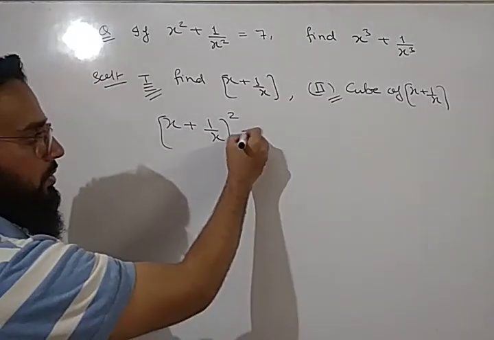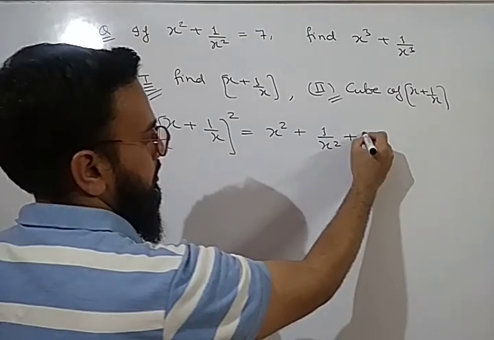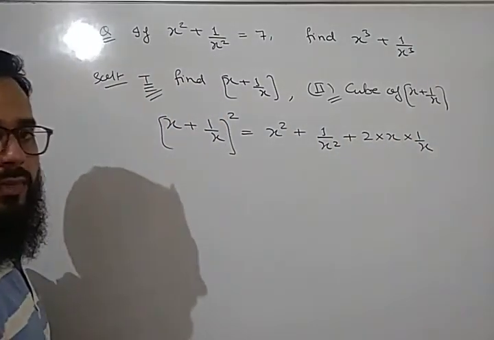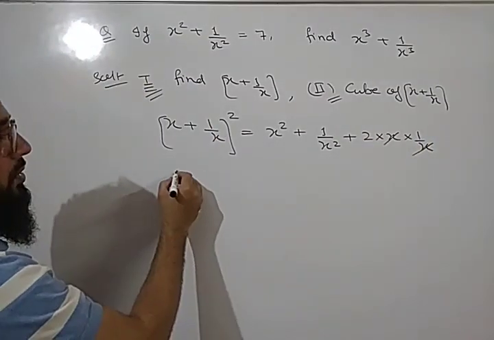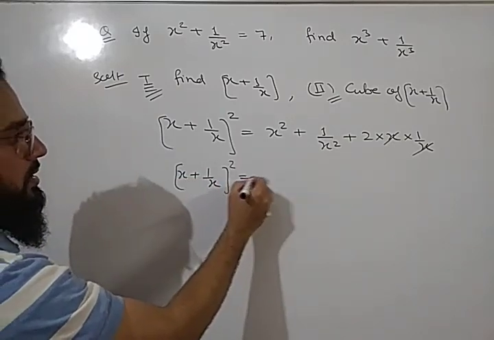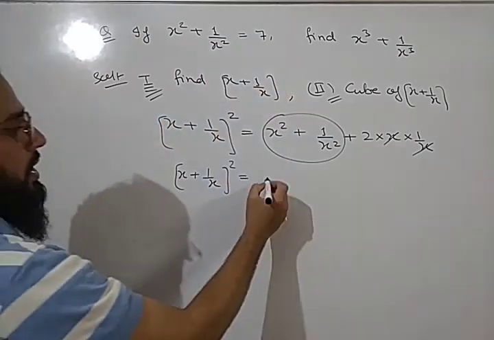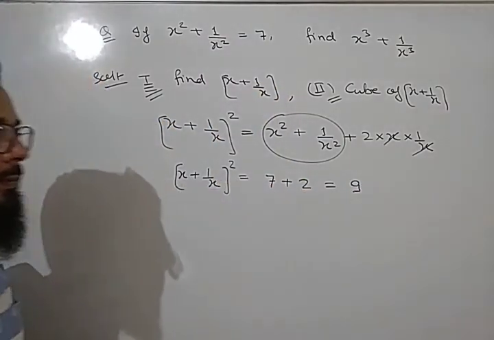Then it will be equal to x square plus 1 upon x square plus 2 into x into 1 upon x. Okay, this x and x will be cancelled out. So x plus 1 upon x whole square is equal to, this term we already know, the value of x square plus 1 upon x square is 7 plus 2, which will be equal to 9.